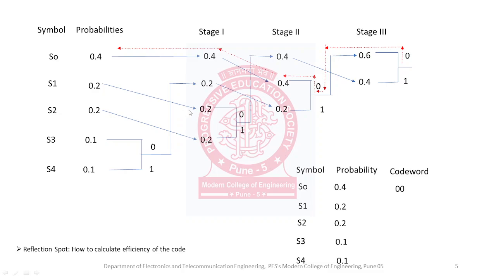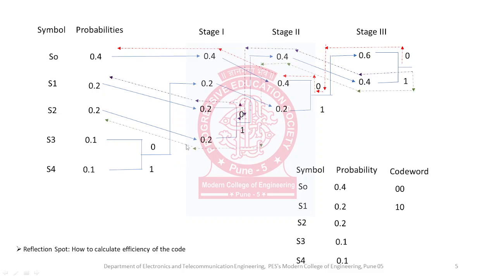Now for S1 we are going to trace the violet color path. Here you can see 1 is assigned to this. Here no code is assigned. Here 0 is assigned. Here no code is assigned. So the code word will be 1 0.